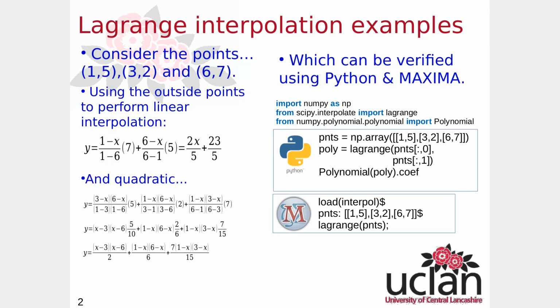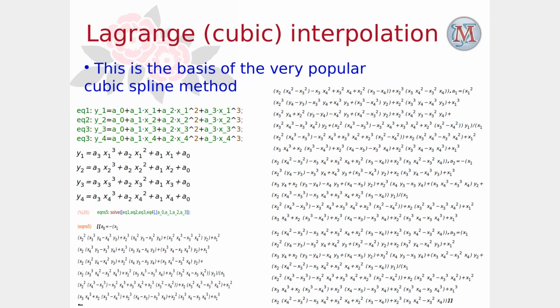A little bit more straightforward in Maxima: just load the particular module, in this case the interpol module, set up the points in a list, and then ask for the Lagrange points. Both of those should give you exactly the same answers that we used for the quadratic, because you've given it 3 points. If you give it 2 points, the outside points, both of those would return the linear interpolation. Moving up to cubic, this is a very popular method used in most CAD packages for cubic splines.